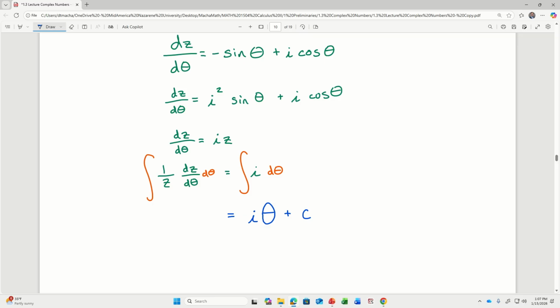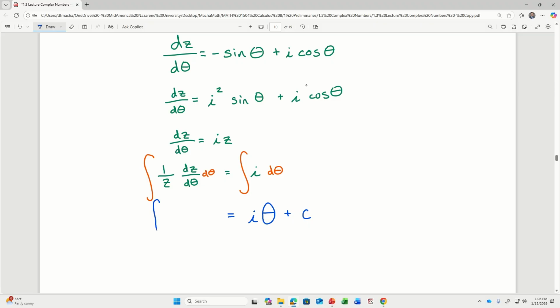The antiderivative is i times theta plus a constant, because if I take a derivative of this with respect to theta, the derivative with respect to theta of i theta would just be i. And the derivative of a constant is 0, so it would go away. So in blue, that's the antiderivative of i with respect to theta, because you can check it by taking the derivative. Still good? All right. On the left side, we're going to do something fancy.